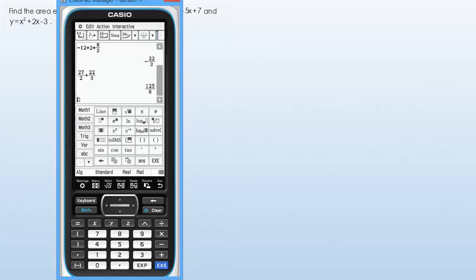Find the area enclosed between the curves y is x cubed minus 3x squared minus 5x plus 7 and y is x squared plus 2x minus 3. Now the first thing I'll say is you're very unlikely to get the question that just asks you that without giving you some sort of picture of this or even allowing you the calculator.